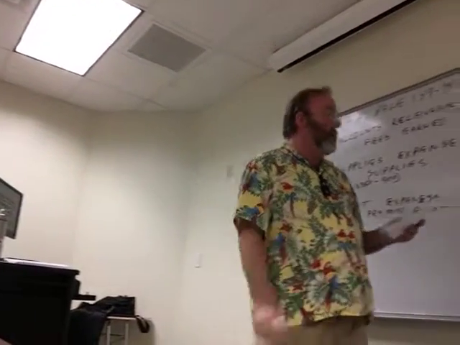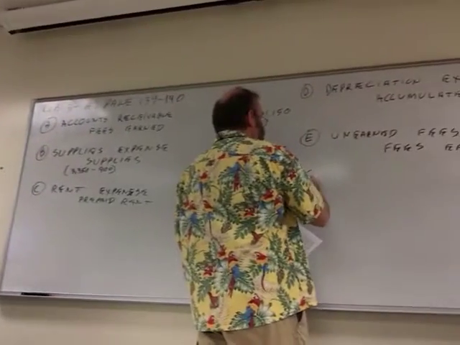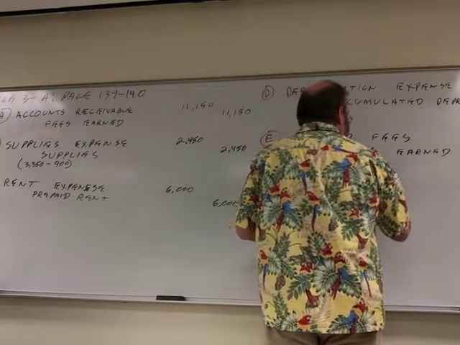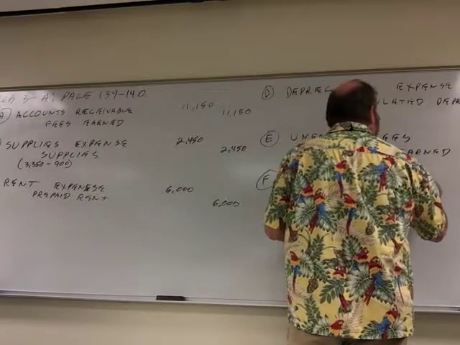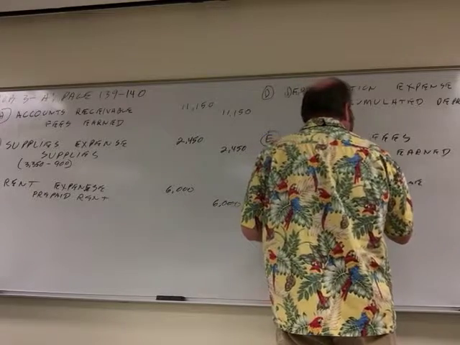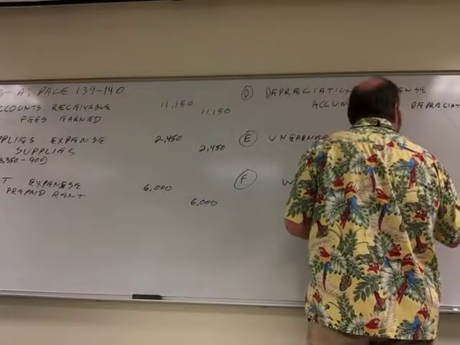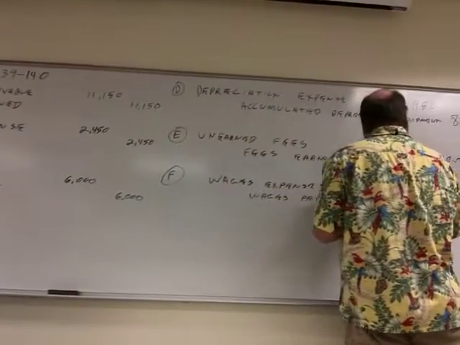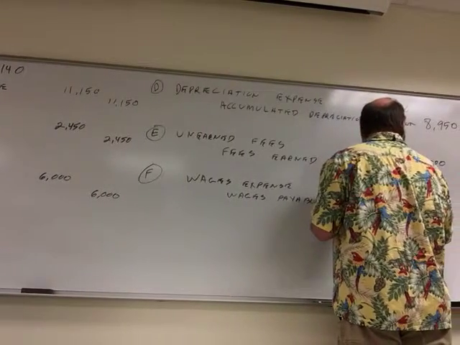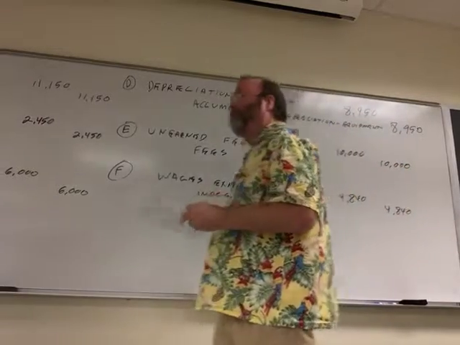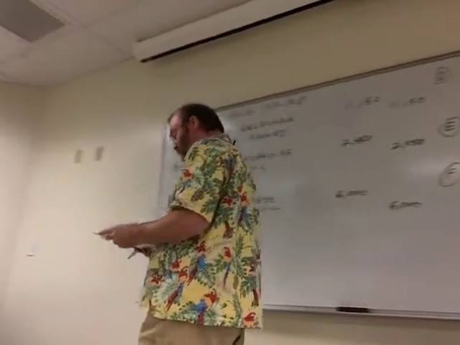And the last one, wages accrued but not yet paid, $4,840. F. Wages expense, and wages payable. $4,840. To accrue the expenses.